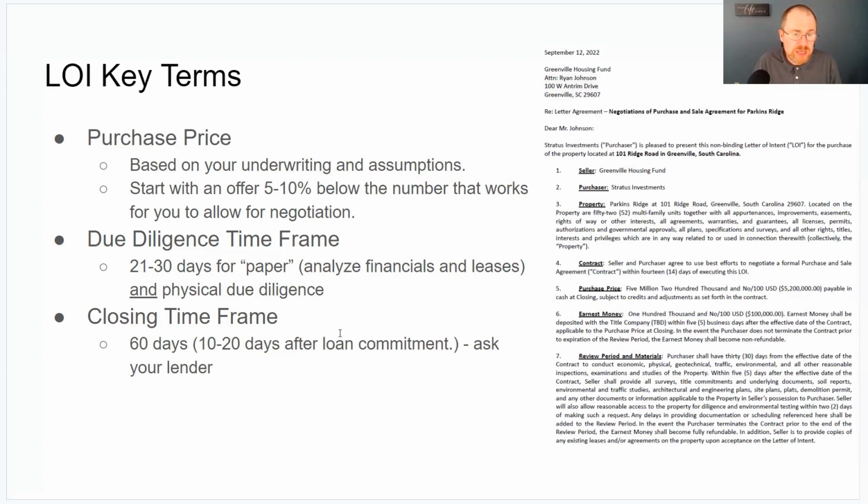Always, obviously, for the purchase price, the expectation of the seller is the higher the better. And for due diligence and closing time frames, the expectation of the seller is the shorter the better.